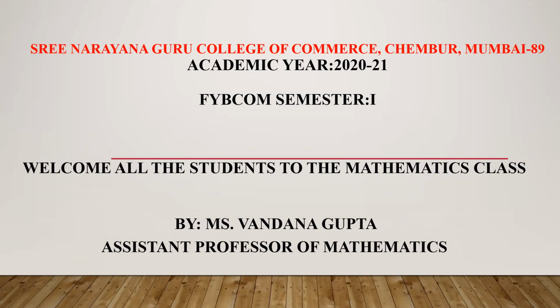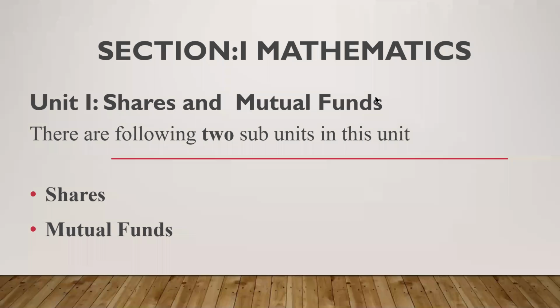We have completed one unit of statistics, that is measures of central tendency. Today I'm going to start with Section 1, mathematics. In that, the first unit is shares and mutual funds. In this, there are two subtopics or subunits. The first one is shares and the other one is mutual funds. So today we are going to start with shares.